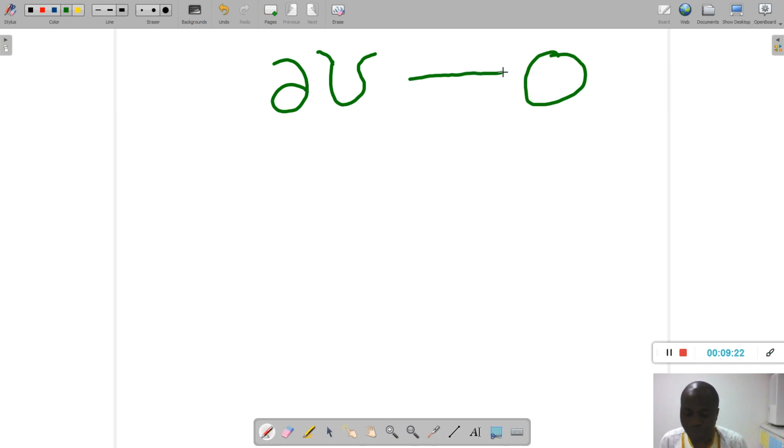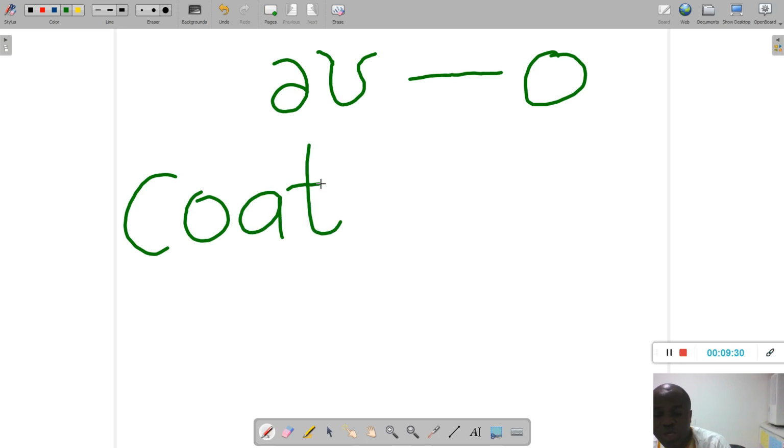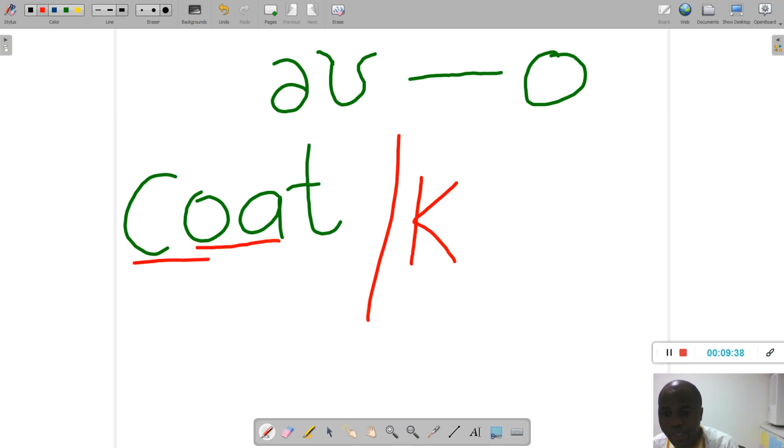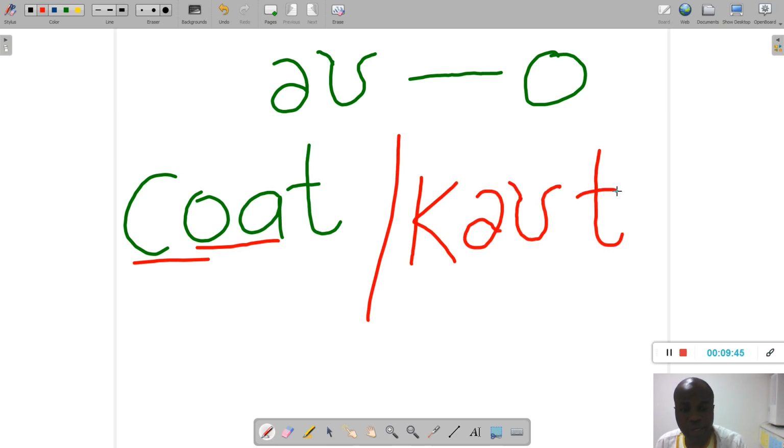And we have an example like coat. You hear the O sound, coat. So if I want to write the IPA, it's going to be K, this changes to K, and this is going to be that sound, and T. K, O, T. Coat. Let's take our last one.